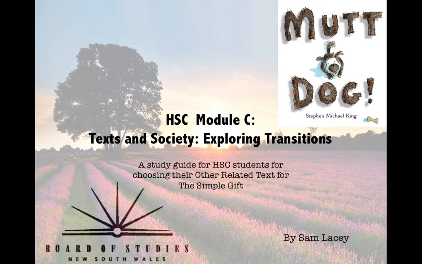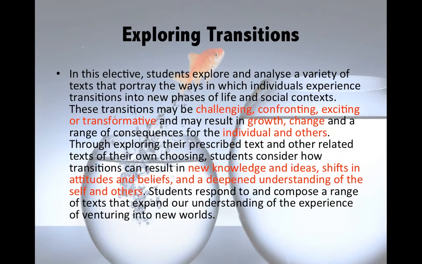Today I'll be talking about the illustrated children's book Mutt Dog by Stephen Michael King in regards to its use as an ORT for Module C, Text and Society, and why you should choose it. But before we do that, I'd just like to have a quick overview of the prescription for Elective 2, Exploring Transitions. Please feel free to pause at any point throughout the video to take it all in.